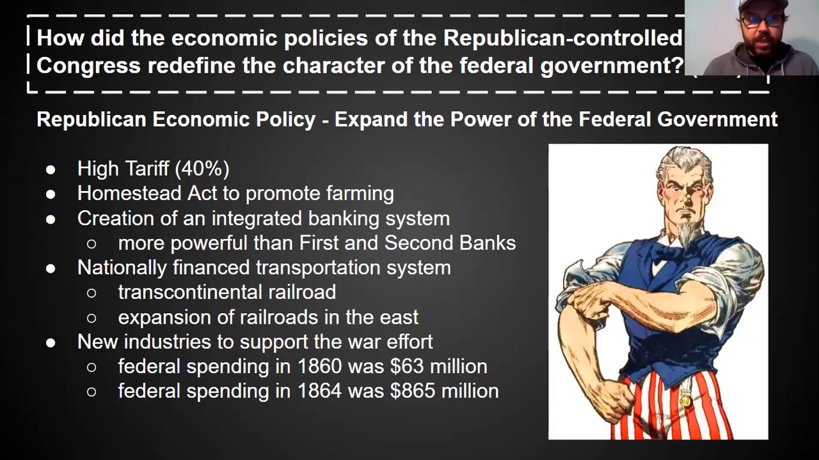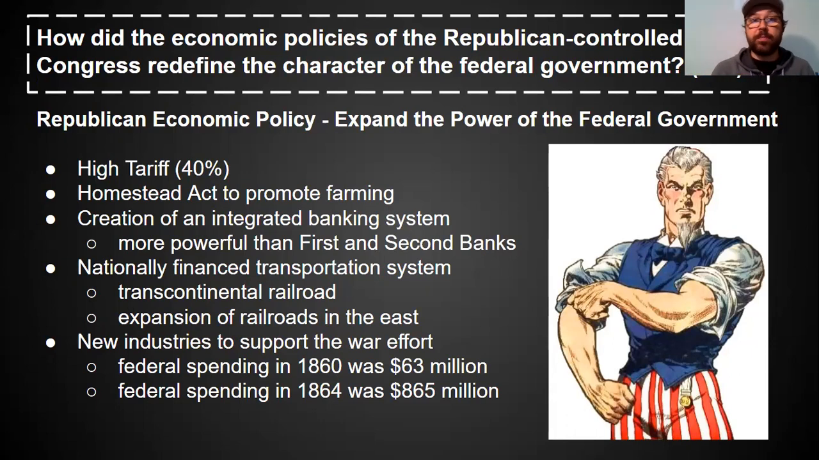So let's take a look really quickly at what their economic policy is. High tariff, so Hamiltonian, right? We'll skip the Homestead Act for a second. Create an integrated banking system. Remember, Andrew Jackson killed the Second Bank of the United States. The Republicans are going to bring that back. So Hamiltonian, right? Nationally financed transportation system, which is not necessarily Hamiltonian in that it's transportation, but it's the government spending money in order to promote an industrial economy.